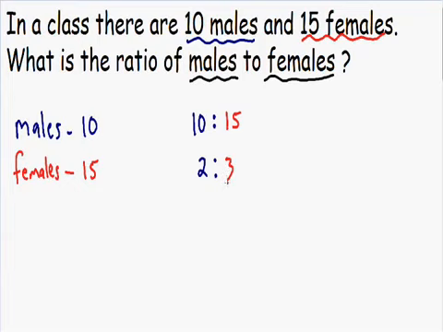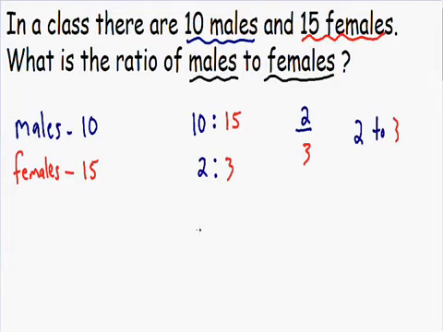And there are also other ways of expressing the ratio. You can also express the ratio as a fraction. You could say for every 2 males, there are 3 females. Or you could also write the ratio using words. You could say 2 to 3. These are all acceptable ways of saying for every 2 males, there are 3 females.